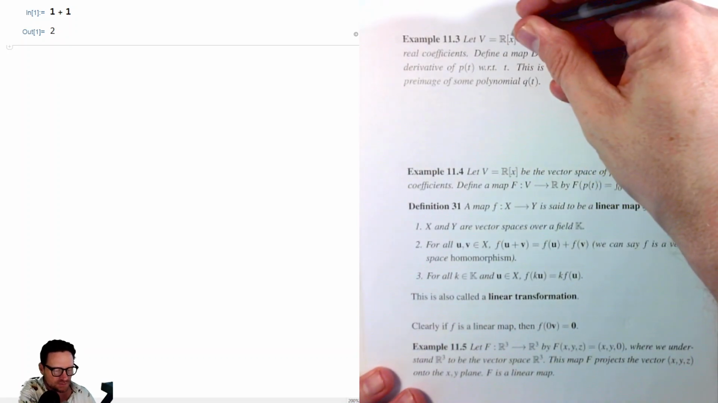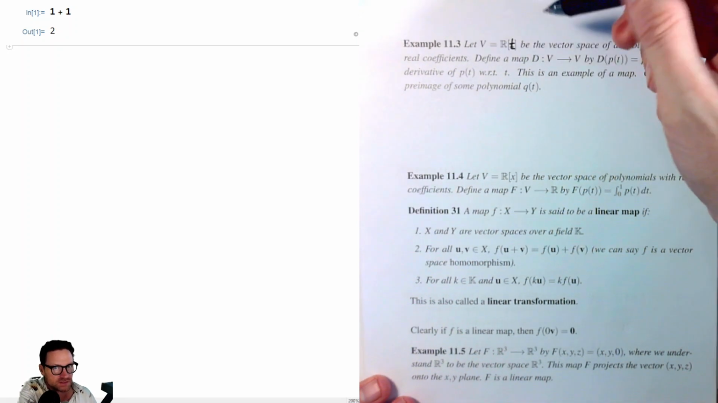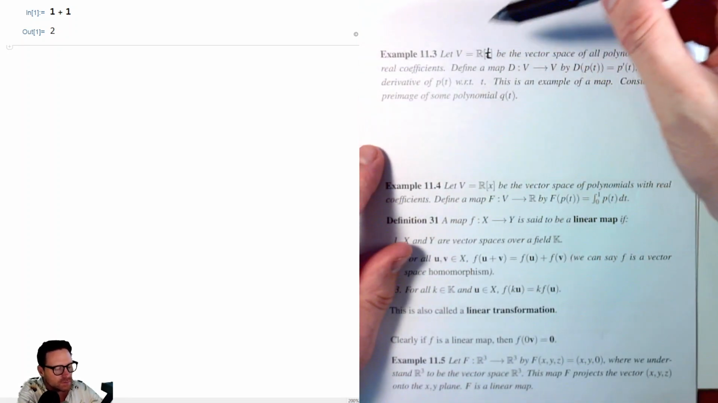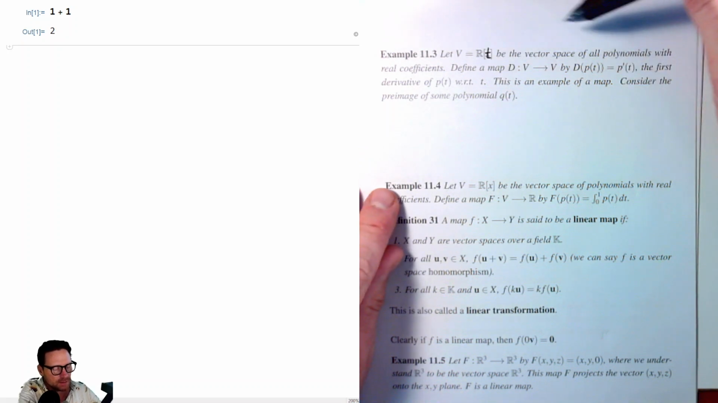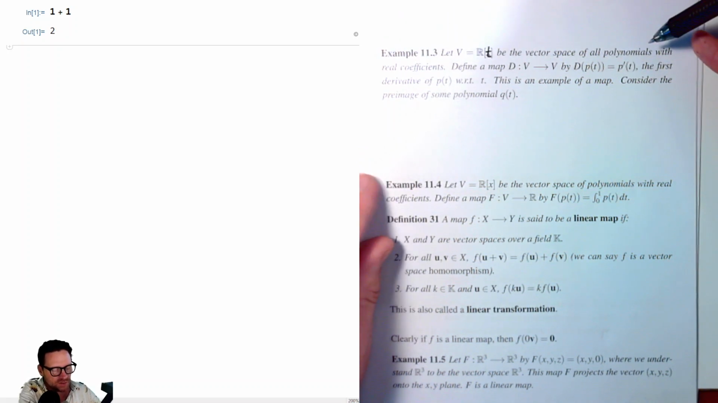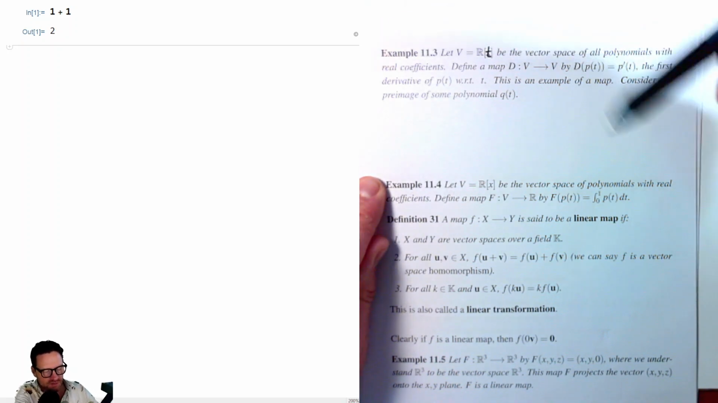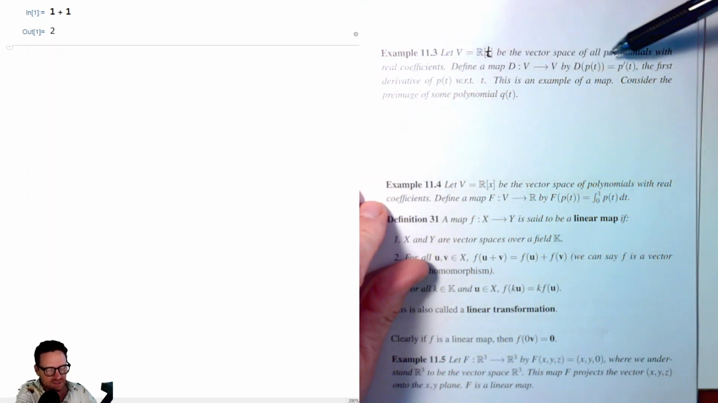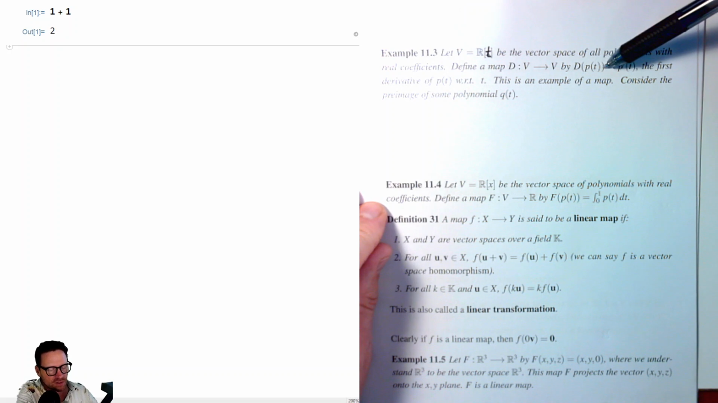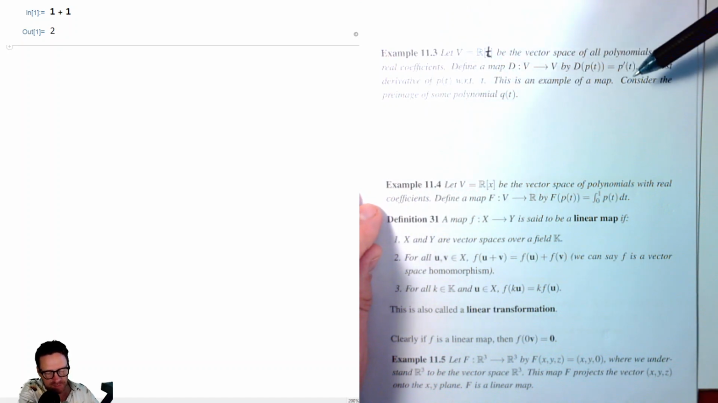All right, first thing, we'll change that x to a t. So let V equal to R[t] be the vector space of all polynomials with real coefficients. So that's what that says there. Polynomials with real coefficients. Define the map D from V to V by D of the polynomial p of t is the first derivative with respect to t. This is an example of a map.